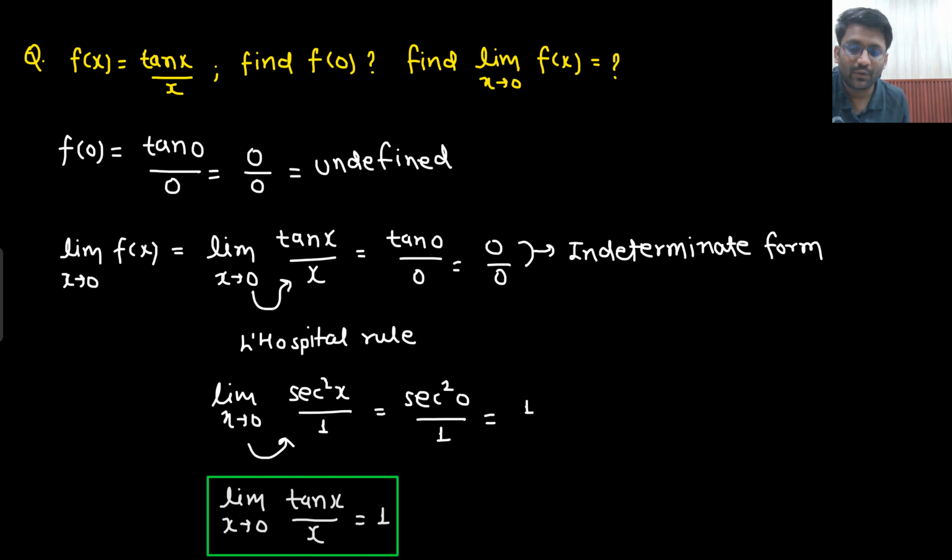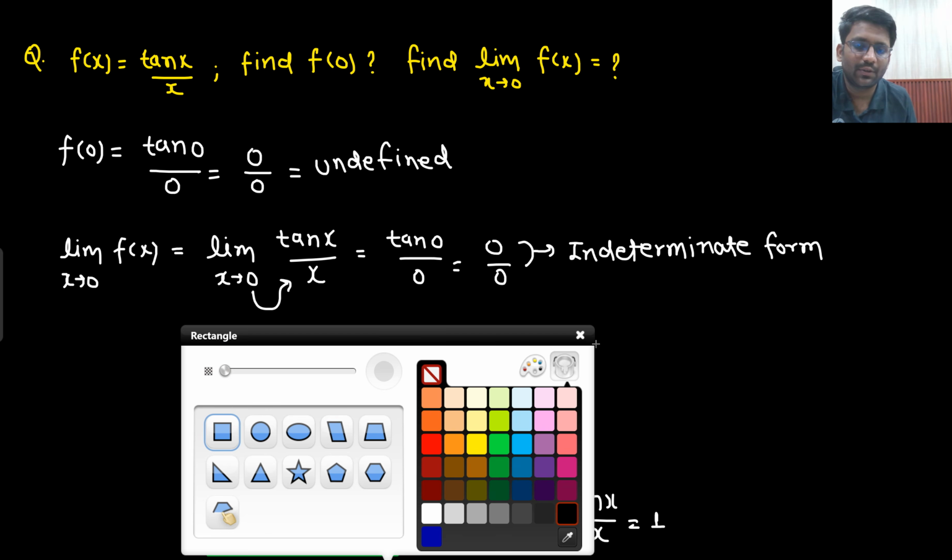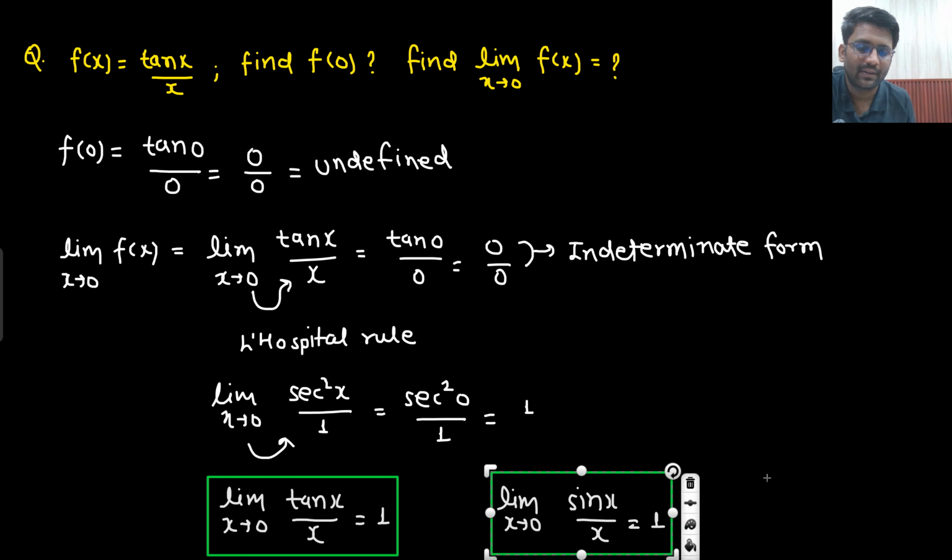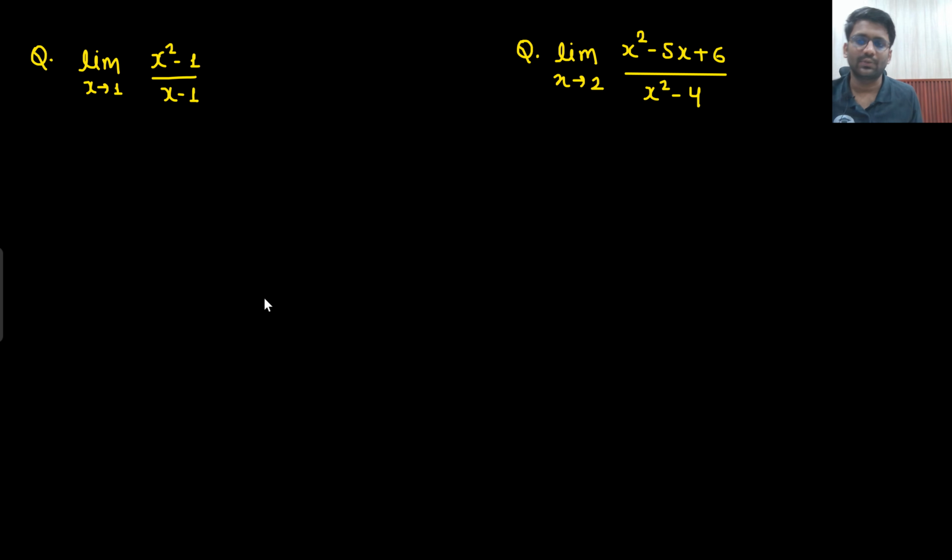This we have understood. Along with that, we have understood another thing. The limit as x tends to 0 of sin x by x was also 1. But at exactly 0, both are undefined. Understandable? Is that clear to you? All fine? All good? Let's go to the next question.